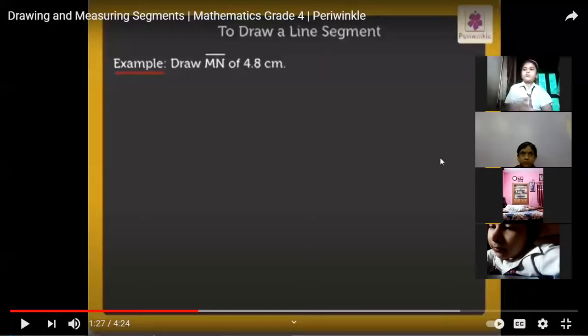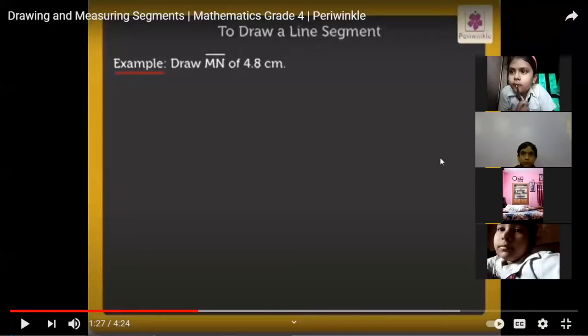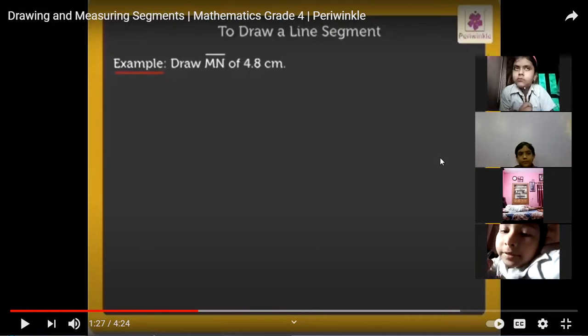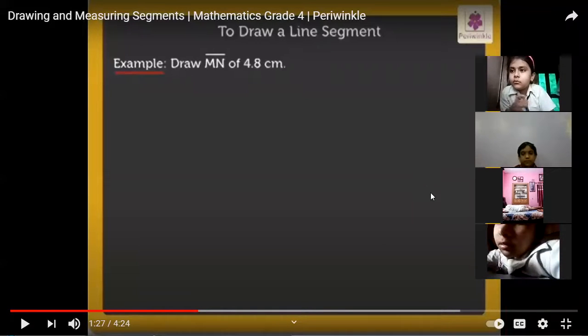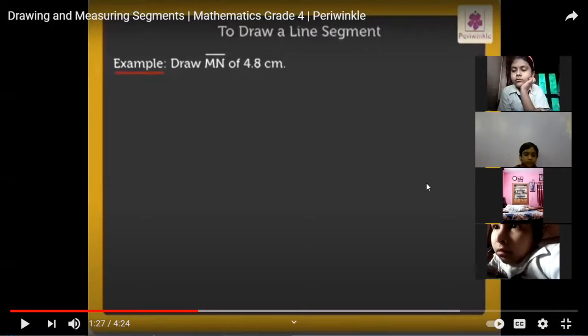Here we have to draw a line segment of 4.8 centimeters. Okay, so what is the length of the line segment? Yes. 4.8 centimeters. Yes, 4.8 centimeters. Very good. Yes, beta.